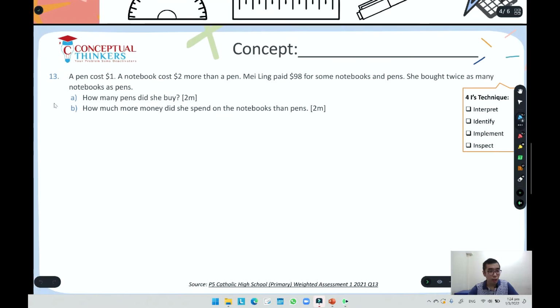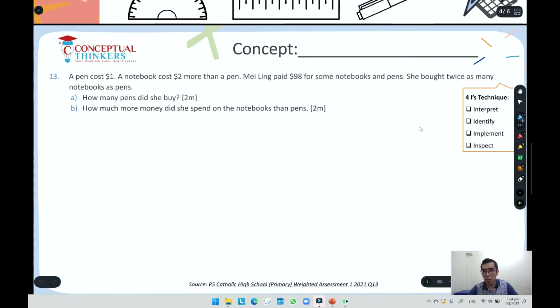A pen costs $1, a notebook costs $2 more than a pen. Mei Ling paid $98 for some notebooks and pens. She bought twice as many notebooks as pens. So for part A, we need to find how many pens she bought. And for part B, how much more money did she spend on notebooks than pens.